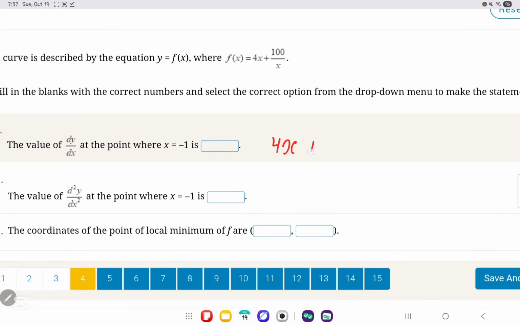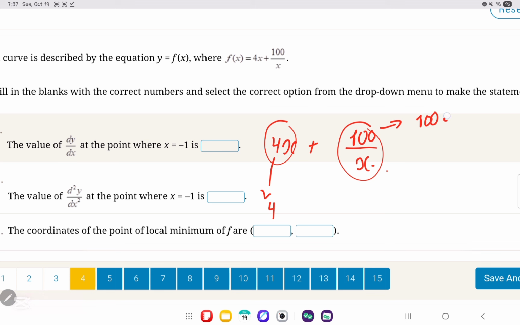So 4x plus 100 over x, how do we find the derivative of this? We find the derivative of this and we find the derivative of this alone. So this is going to be 4, right? And this you can take as 100x to the power of minus 1. So take the derivative from here. It's going to be minus 1 times 100 x to the power of minus 2. So it becomes minus 100 over x squared. So now it's 4 plus minus 100 over x squared.